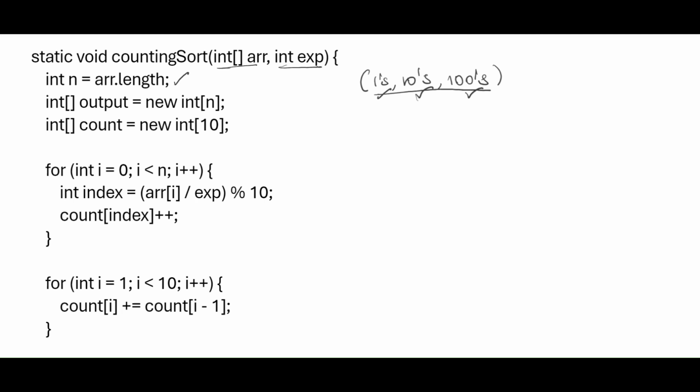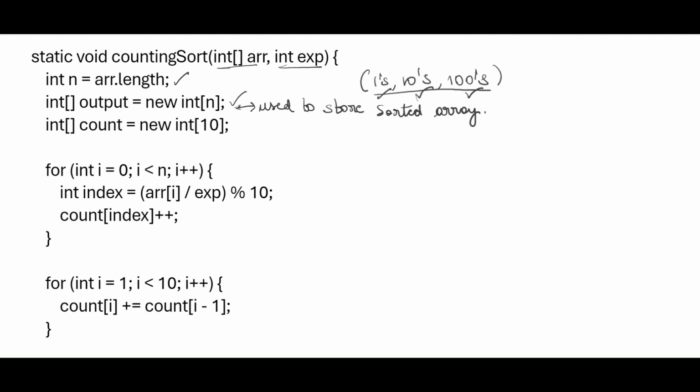Here, int n is equal to array dot length. It stores the length of the array in n for later use. Okay, we will see it later. Now, the next line: int output is equal to new int. What is the meaning of it? It initializes an array named output, of the same size as the array, to store the sorted values temporarily. Nothing but the output array.